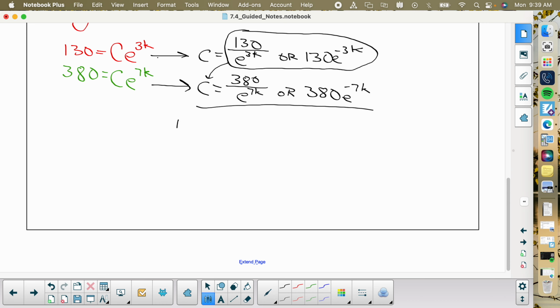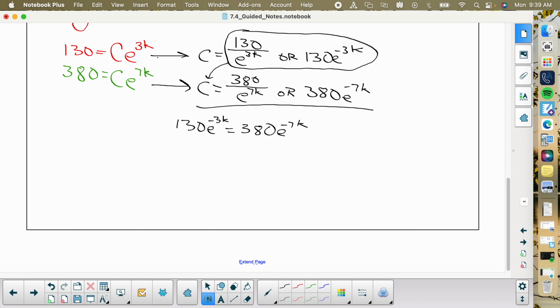So I've got 130 e to the negative 3k equals 380 e to the negative 7k. Now, would you guys know how to solve it from there? I guess I should ask that. There's kind of different ways we can do it. Anybody have a guess on how to solve that?